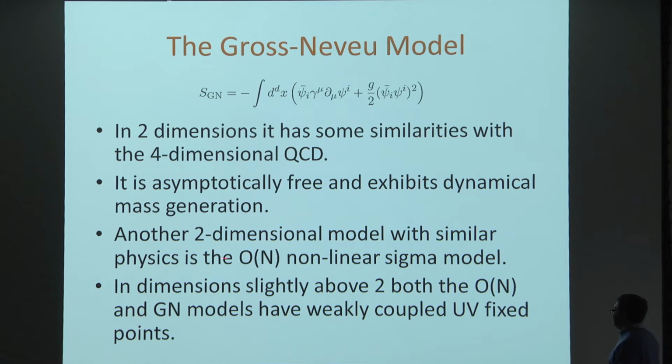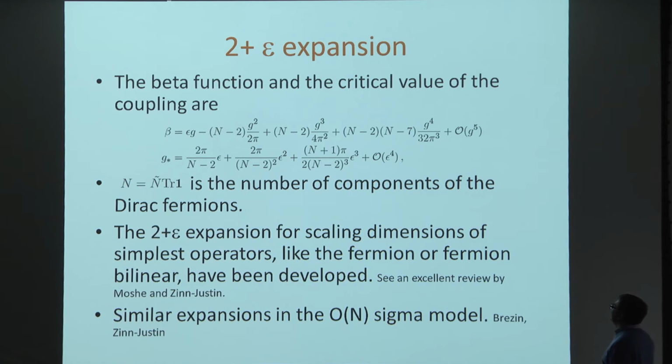The answer for the O(N) nonlinear sigma model is completely well known. It's just a linear sigma model, the Wilson-Fisher linear sigma model. But I'll also talk about the answer for the Gross-Neveu model, which is perhaps not as well known, but has actually been in the literature for years. So let me first remind you how this 2 plus epsilon expansion works.